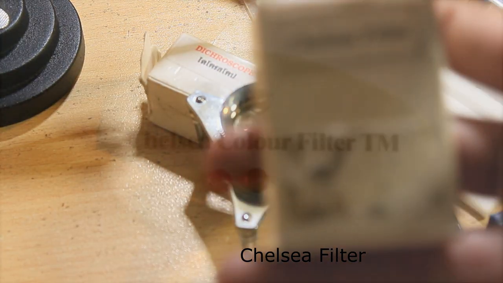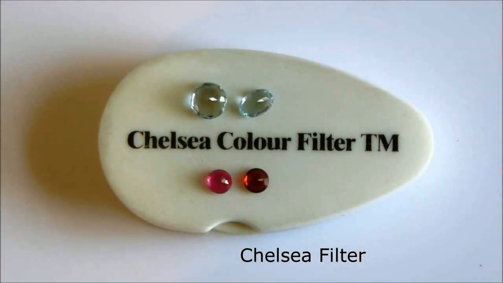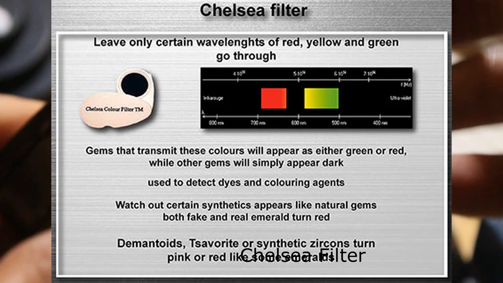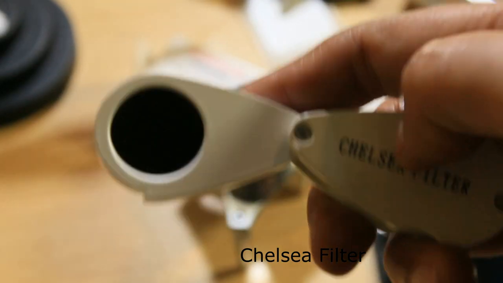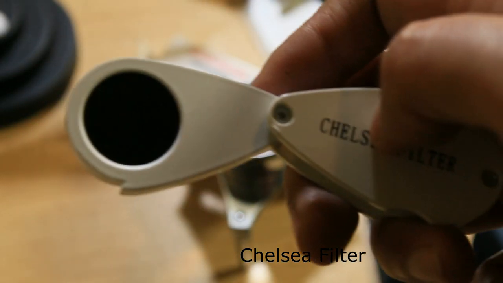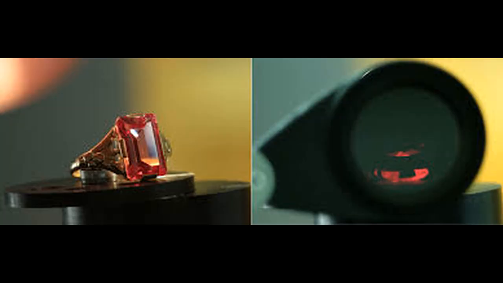Next, I am using the Kelsey filter. I use it usually for sapphires and rubies. It gives me the basic result of the rubies. This I am using for basic results of rubies and sapphires. You will hold it like this and you will put the stone under yellow light and see through it. So it will give you the basic result of the corundum family.